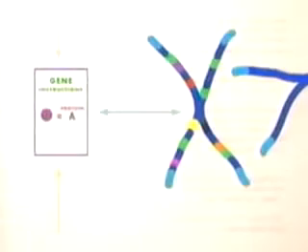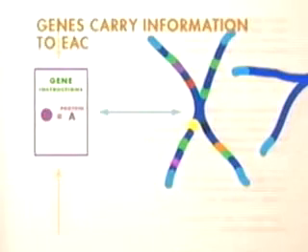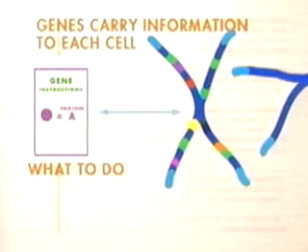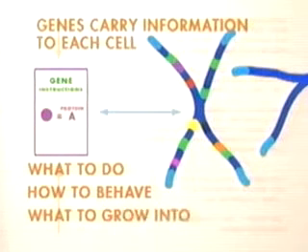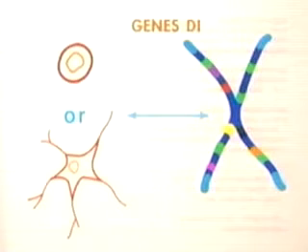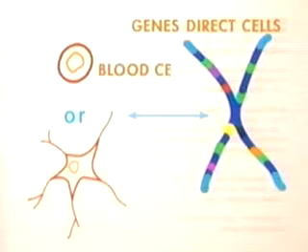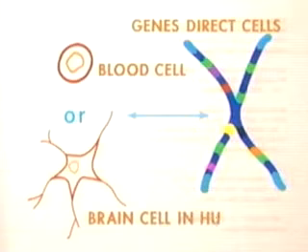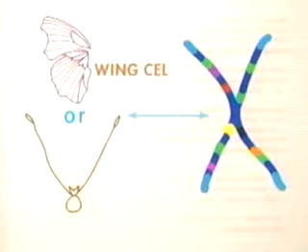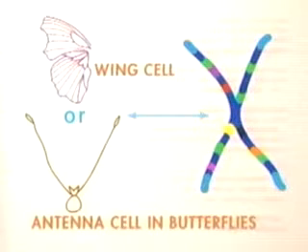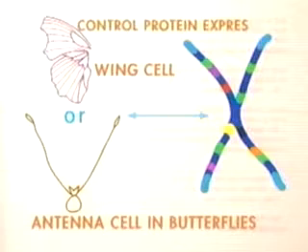Some differences occur in the way the genes express themselves. Genes carry information to each cell in a living organism, directing it what to do, how to behave, and what kind of structure to grow into. It is the genes within each cell that direct it to develop into a blood cell or a brain cell in humans, a wing cell or an antenna cell in butterflies. They tell the cell what proteins to make, and some control gene expression profiles.